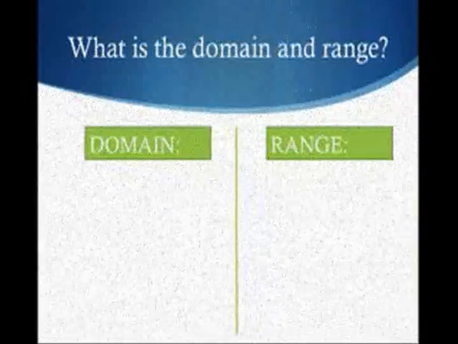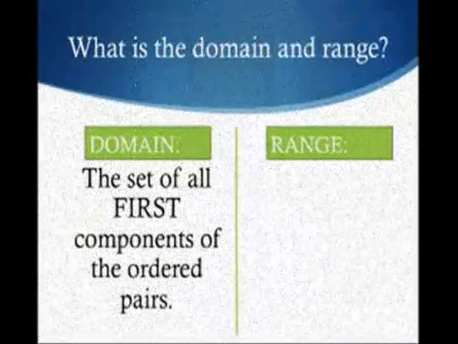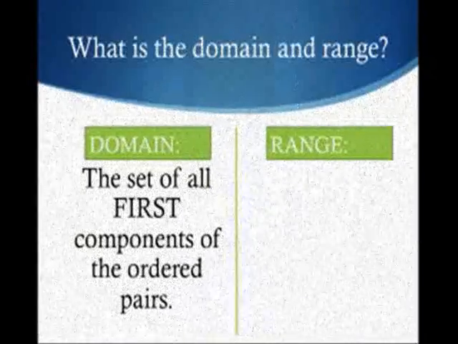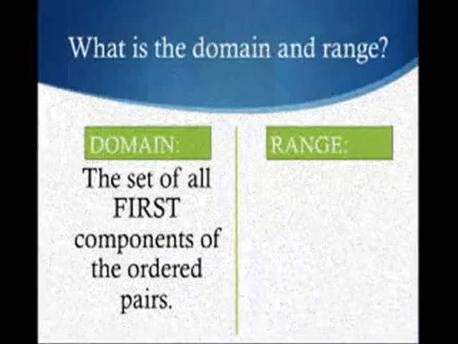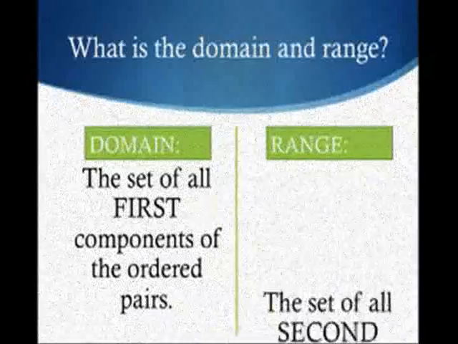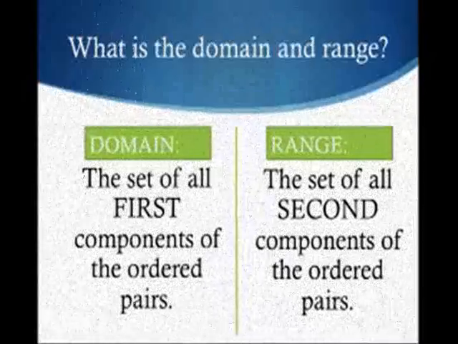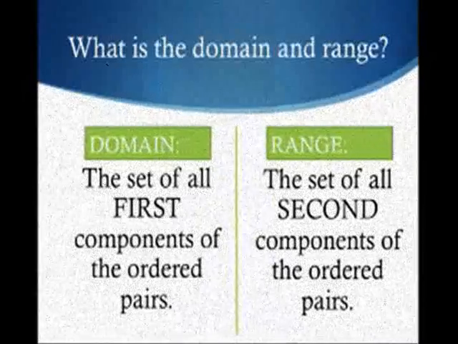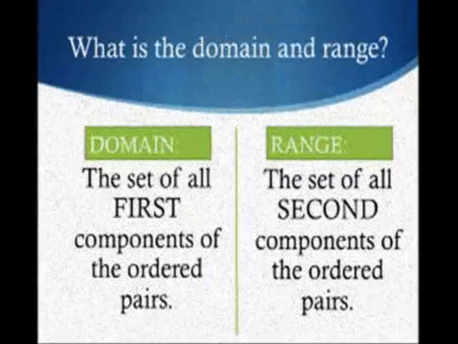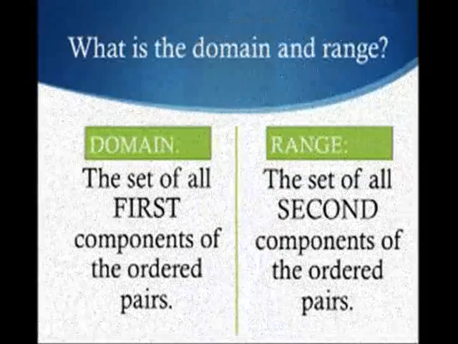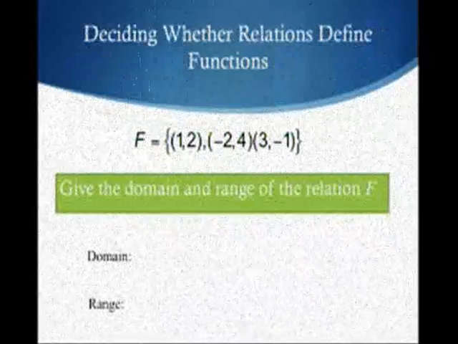All right, what is domain and range? Domain is the input. It's the set of all first components of the ordered pairs. And the range is going to be, since we're dealing with ordered pairs, the set of all second components. We'll also be referring to range as the output. So again, domain, think of it as the input or the first component of the ordered pair. Range is the output or the second component of the ordered pair.